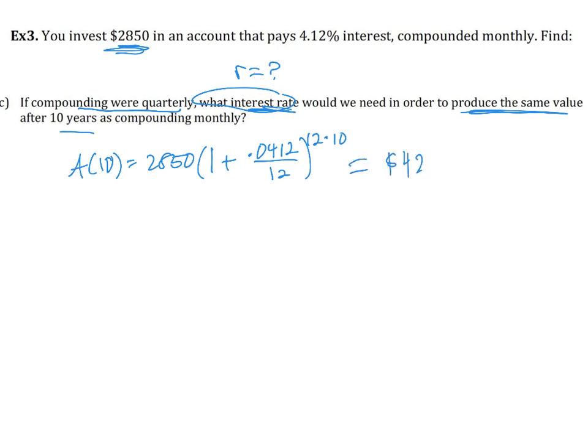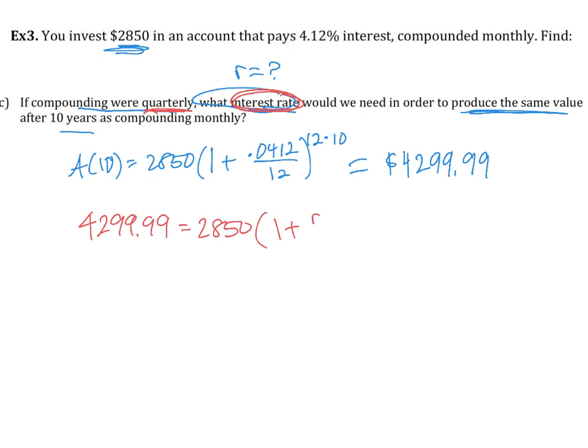And if you do that, it looks like you should get $4,299.99. So that is how much we would get if we compounded monthly for 10 years. Now, the question is, what interest rate would we need to receive if we were to compound quarterly for 10 years? So we are going to have $4,299.99, and we are still going to start with $2,850.